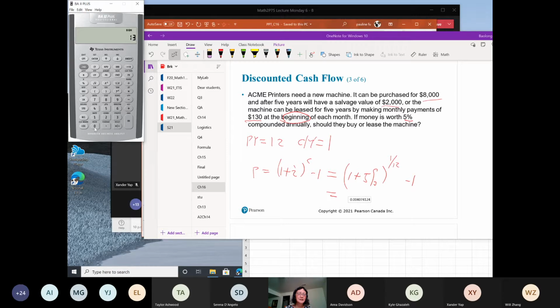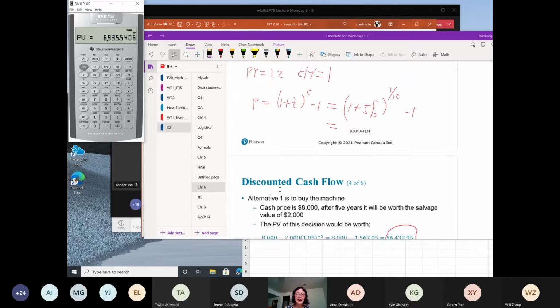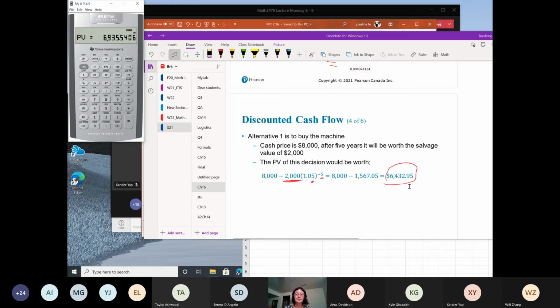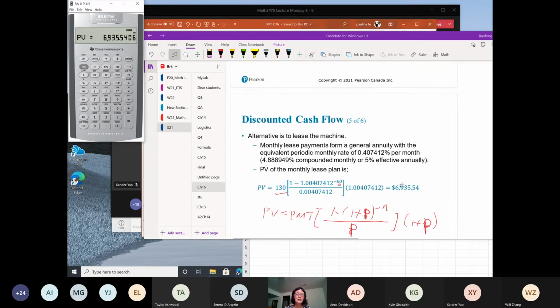Now enter the numbers. 130 is negative PMT. 5 years, N is 60. And 5 is the interest. 0 FV, compute present value. So we get this one using the calculator. It agrees with this number here, the formula result.